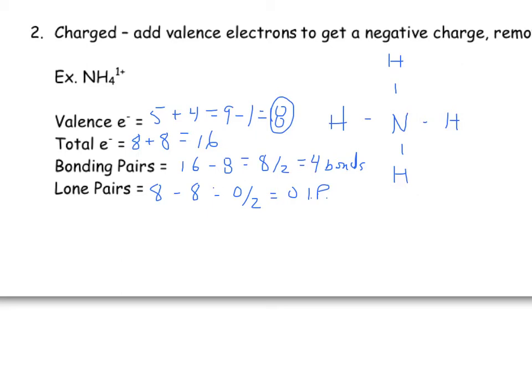Now, to show that I have a positive charge on my structure, you put your diagram in square brackets and put the charge on the outside.